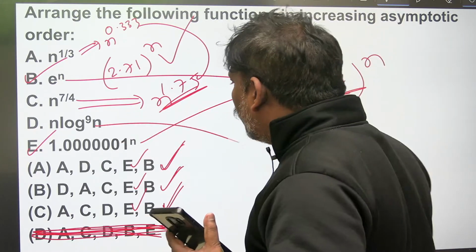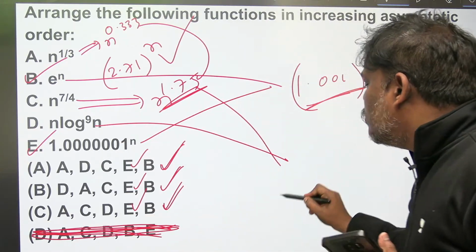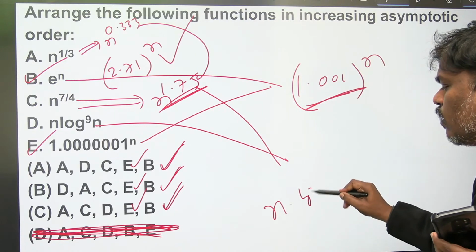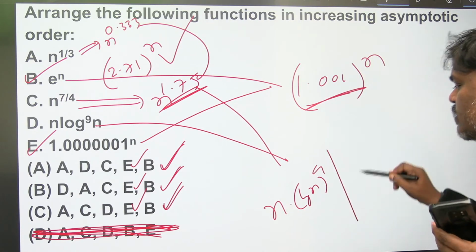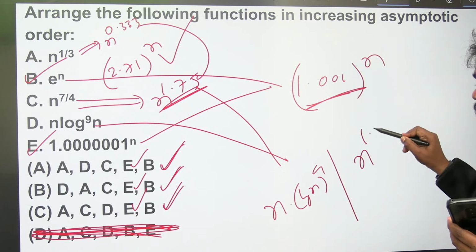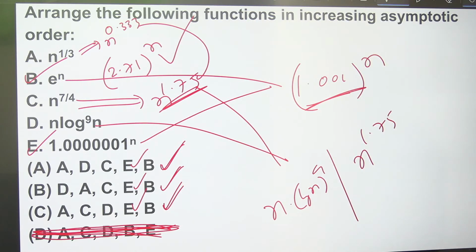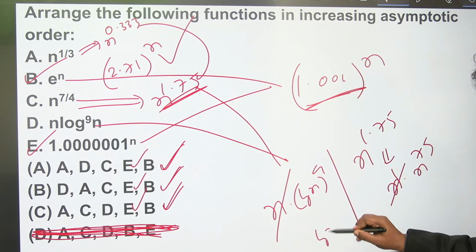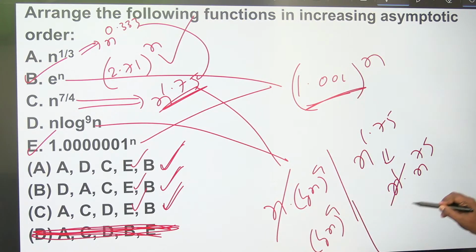But what about these two? Let's check. n into log n whole power 9 is one side, n power 1.75 is the other side. Who is bigger? This can be written as n power 1 into n power 0.75. So n cancels. This is log n whole power 9, and this is n power 0.75.